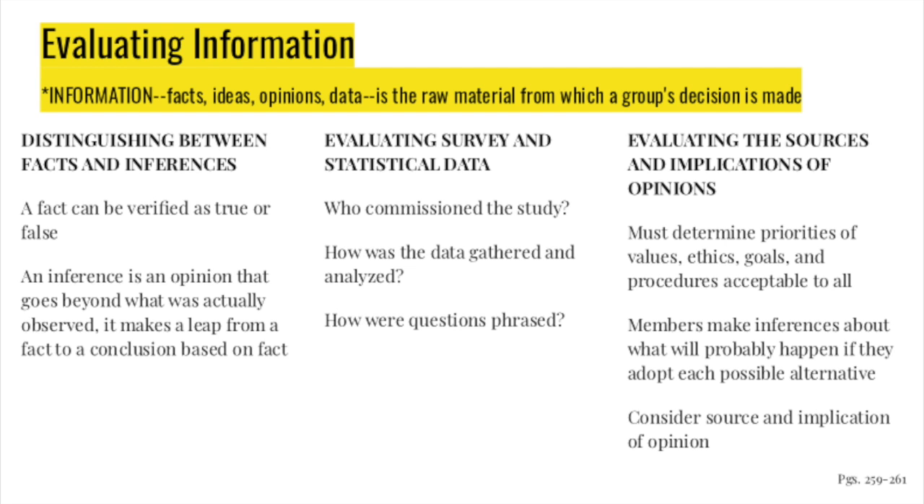Hi, this is Katie. So for evaluating information, the book describes information as the raw material from which a group's decision is made, like facts, ideas, opinions, and data. And then it breaks it down into sections, so distinguishing between facts and inferences. A fact can be verified as true or false, and an inference is an opinion that goes beyond what was actually observed, and it makes a leap from a fact to a conclusion based on fact.